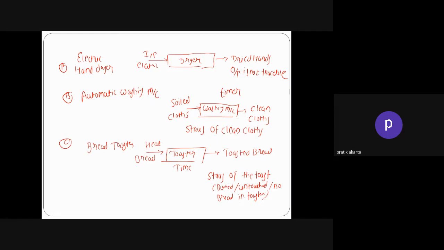Whether the toaster takes some action if the bread is burned, or if it is untouched, I mean it is not heated at all. Although there is no bread in the toaster, still it will operate. Thereby, the status of the toast is not monitored and not rectified. So that is why it is called an open loop control system. Another example, automatic coffee or milk machine.